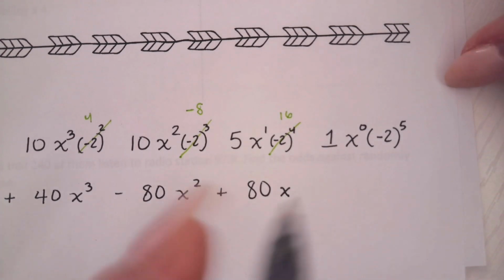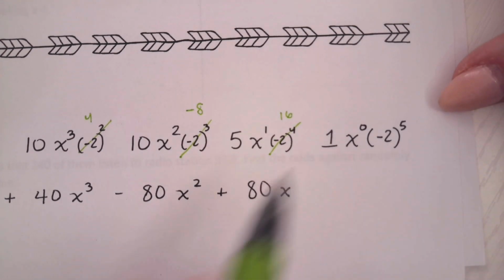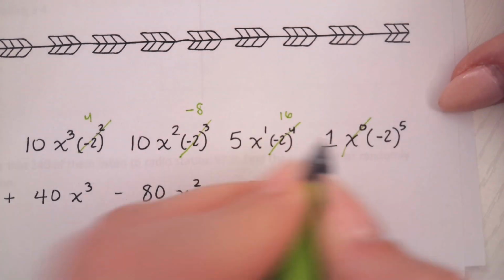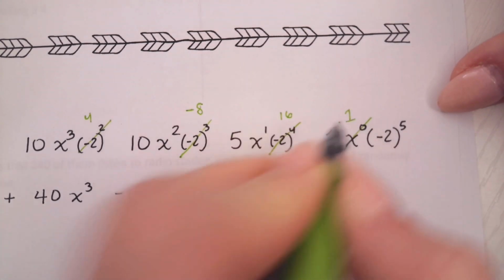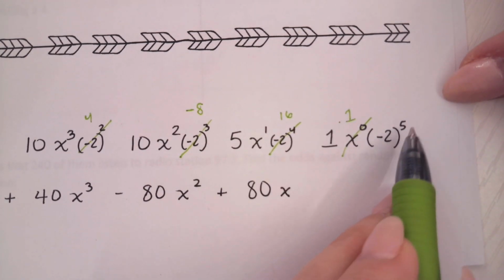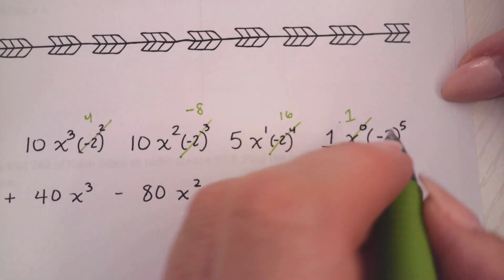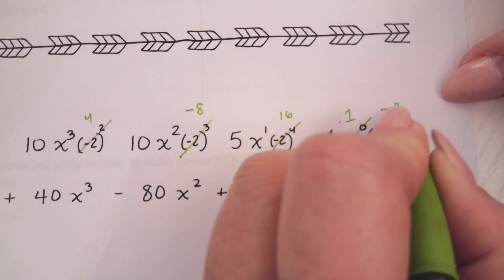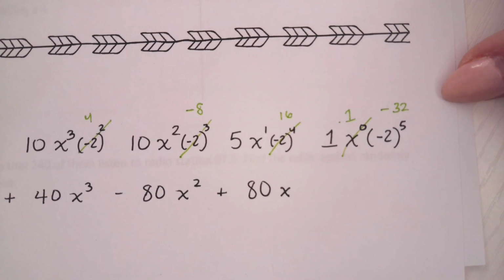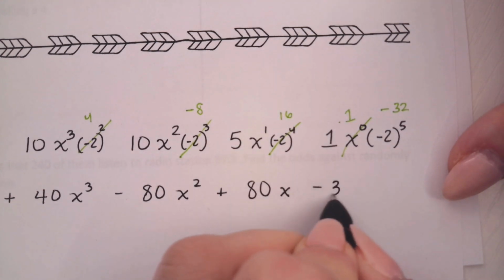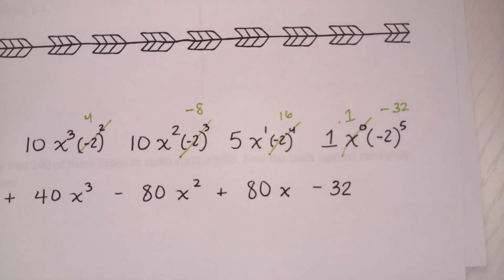And then for the very last one, I have a 1. I have an x to the 0, which actually is equal to also 1, very good. And I have a negative 2 to the 5th power, which would still be a negative 32. Negative 32. Very nice.